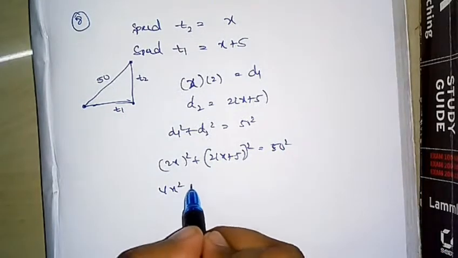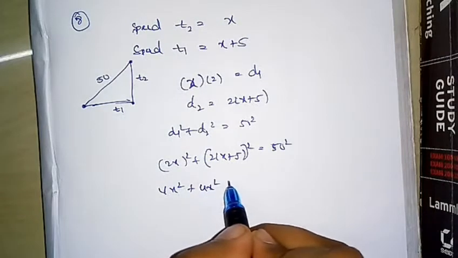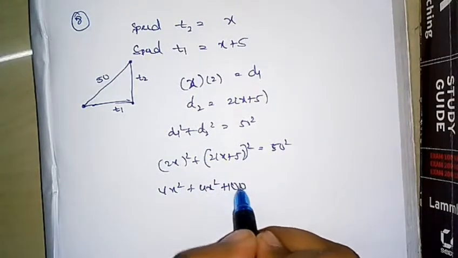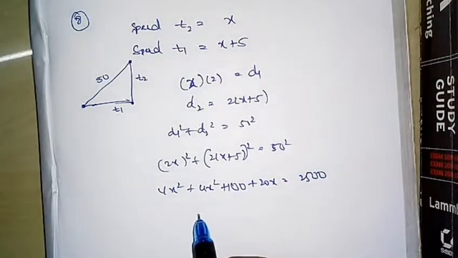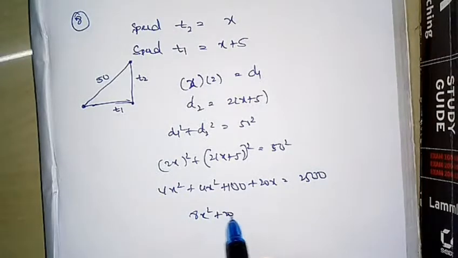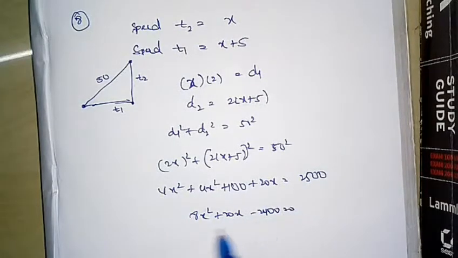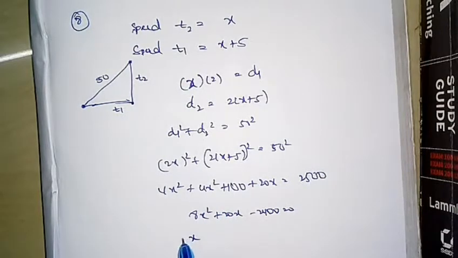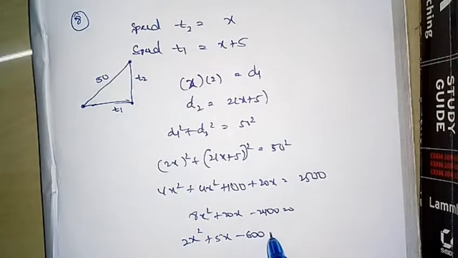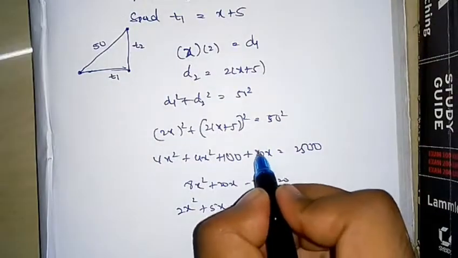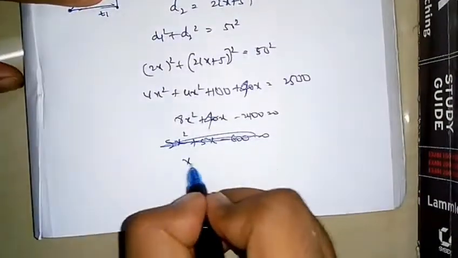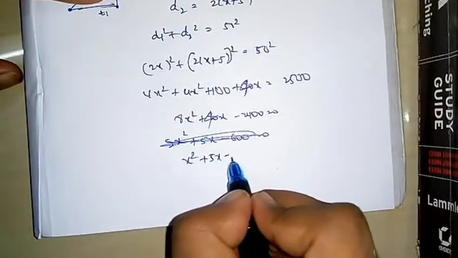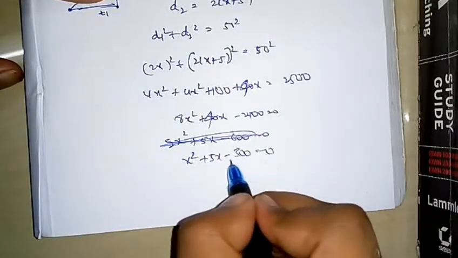So 4x² + 4x² + 25 into 4 is 100, plus 40x, is equal to 2500. So 8x² + 40x − 2400 = 0. Sorry, this is 40x. What you can do is divide it by 8. So x² + 5x − 300 = 0.